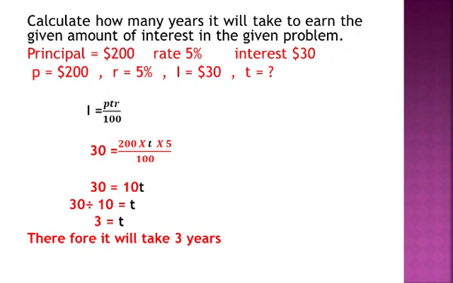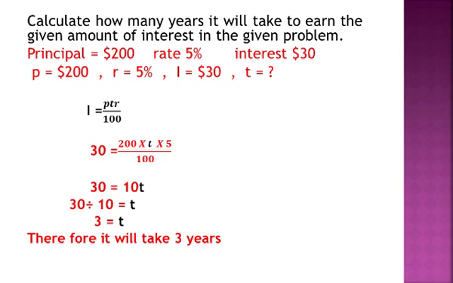The next question, calculate how many years it will take to earn the given amount of interest in the given problem. This question is also from your student book, exercise 15.2a. Principal $200, rate 5%, interest $30. That means P equal to $200, R 5%, I $30. T is missing. Use the formula I = PTR over 100.